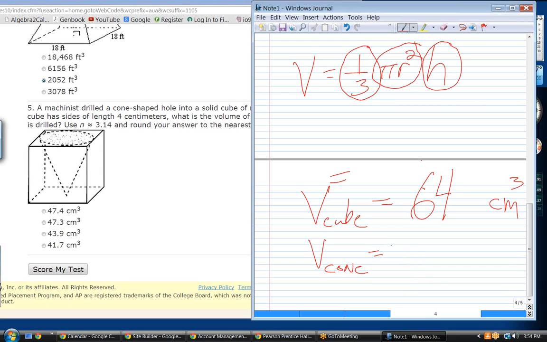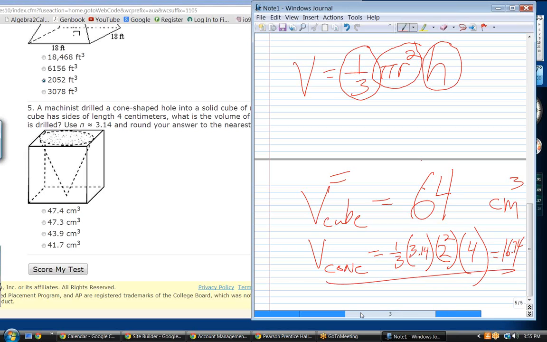What's r? The radius, didn't they say it was 4 centimeters? No, what is the radius? I don't know, I can't see. Okay, if the diameter of that circle is 4, what's the radius? Oh, then it's 2. And the height? The height would be 4 as well, right? Okay, what's that number equal to? 16.74.